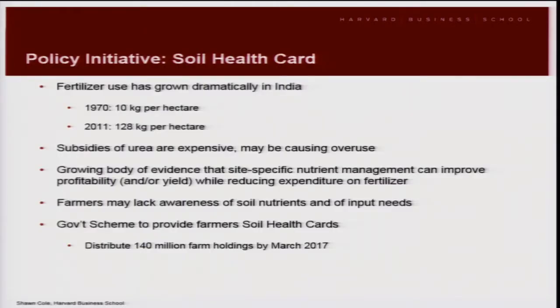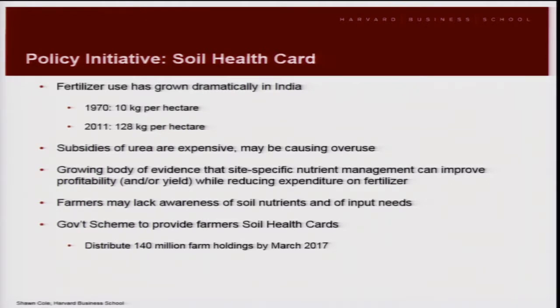So the nominal goal of the paper is to look at soil health cards in India. Fertilizer use has grown dramatically from 10 kilograms per hectare to 128 kilograms per hectare over the past 40 years. There's now growing concern not just about overuse, but also suboptimal fertilizer choice. So if farmers don't know which nutrients are deficient in their soil, they might not know which fertilizers to apply. This applies especially for micronutrients.